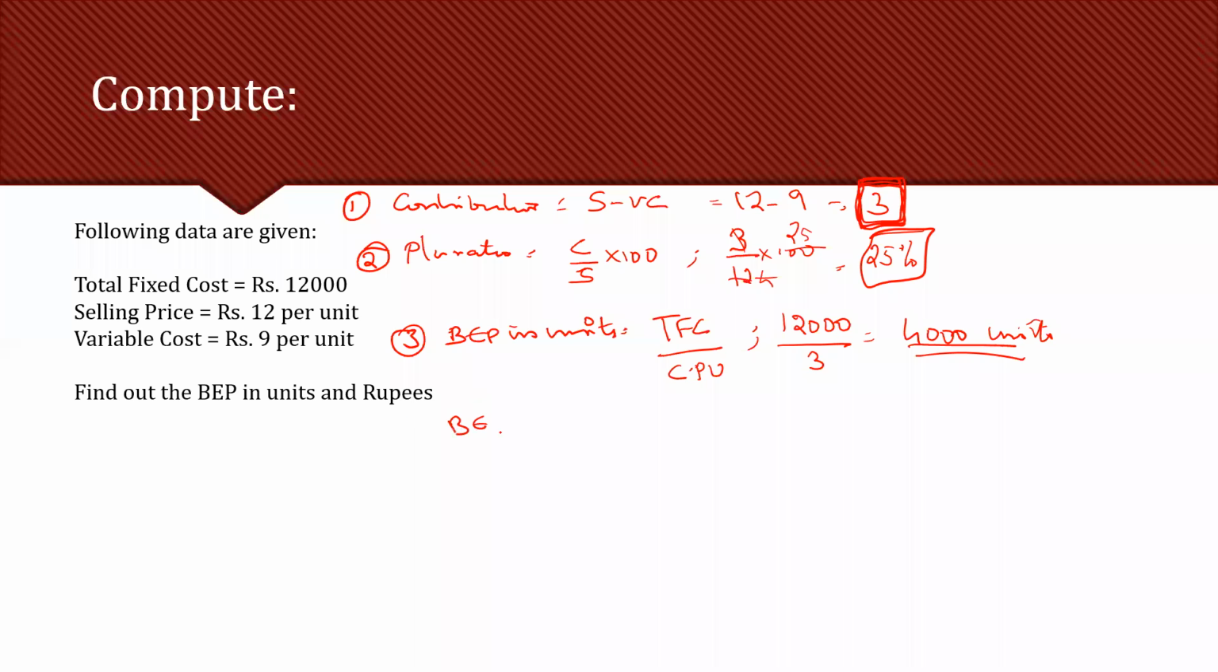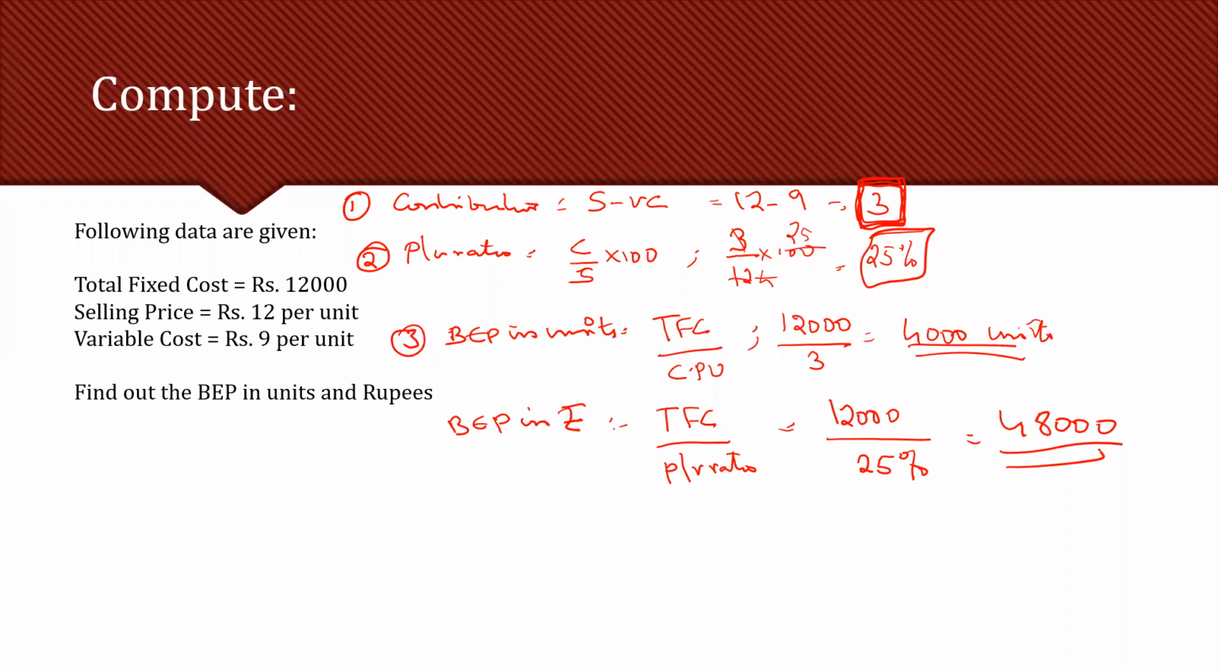BEP in rupees. What is the formula that you can use? Because you know the PV ratio also now. Total fixed cost divided by PV ratio. 12,000 divided by 25%. 48,000 rupees.